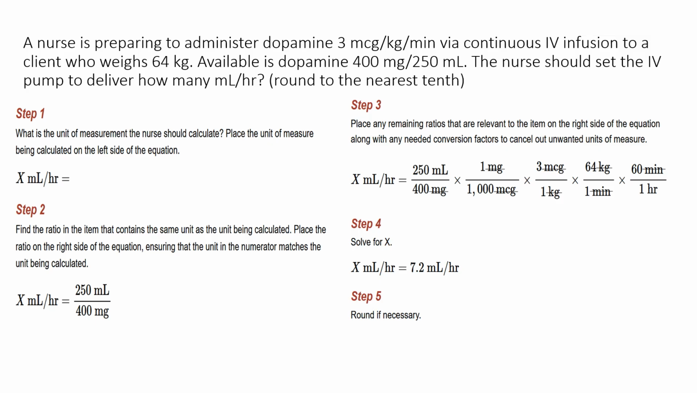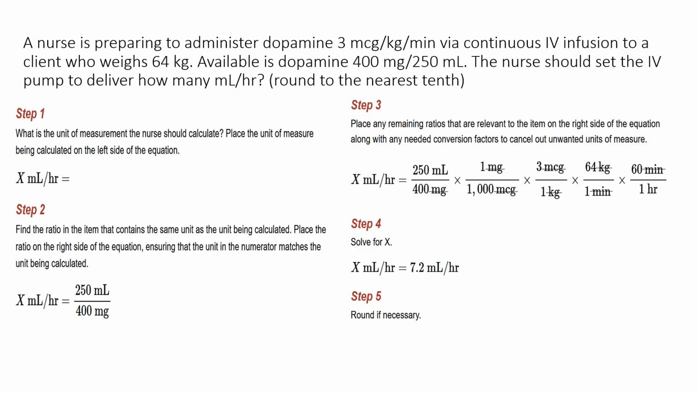Again, we're going to try to find the patient dose, the actual dose. So we're going to multiply the 3 micrograms by 64 kilograms. So it's going to be 3 times 64, and that's going to be our weight in kilograms. Actually, I'm sorry, that's going to be our actual patient dose. So it's 3 times 64, which is 192 micrograms per minute. That's going to be our actual dose.